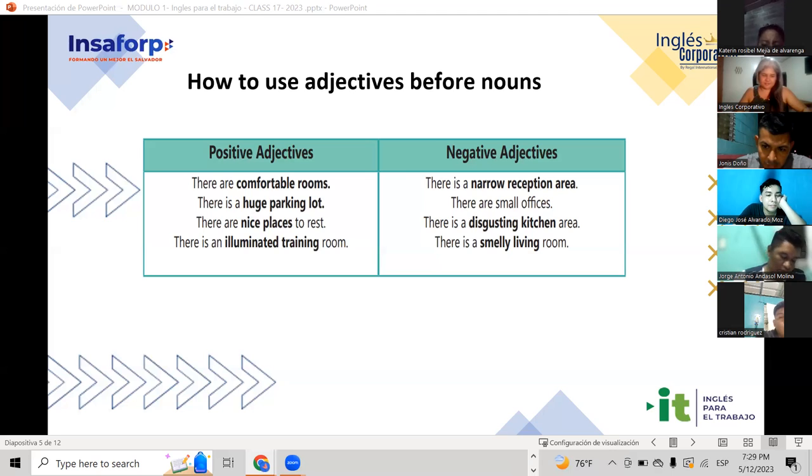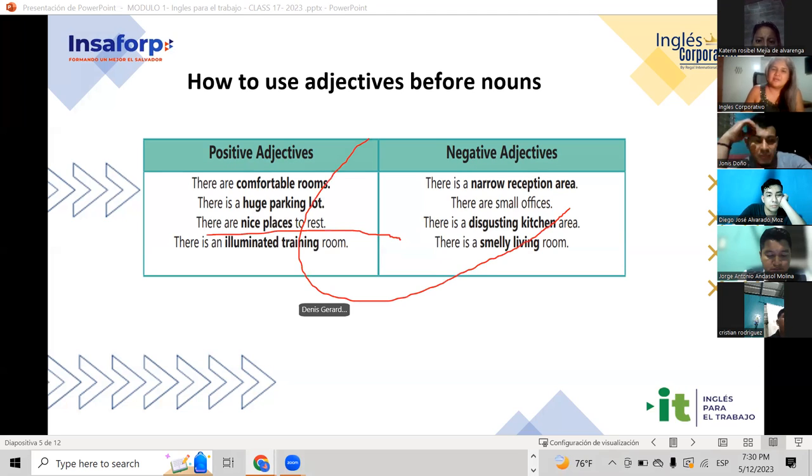Jonis? Tell me what there is. There are two rooms. Two rooms? What will be the adjective that you will add to that? ¿Cuál será el adjetivo que le va a agregar? Nice place. Nice room. Rest. Okay. Ya vi que Dennis me está manchando. Dennis, bórreme eso. Vaya, Dennis. Okay. Isabel, what about your house?